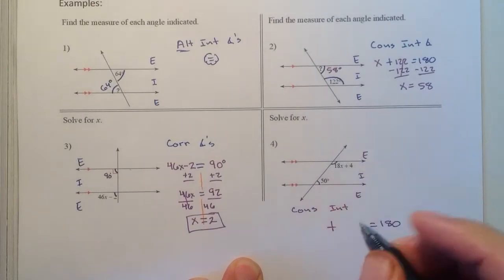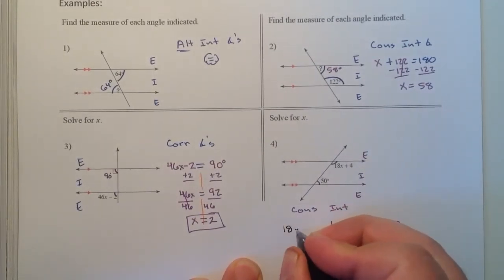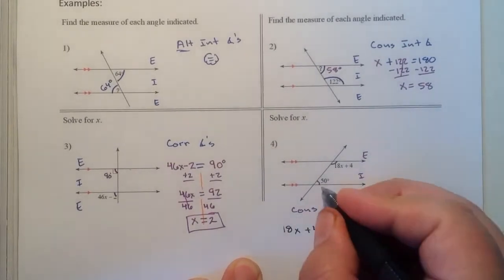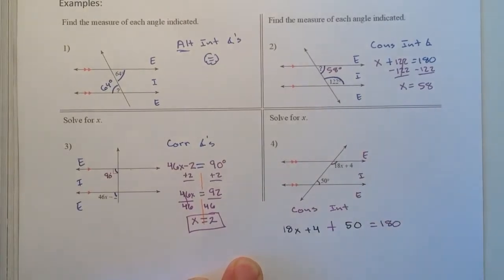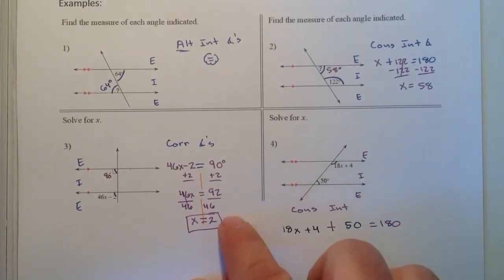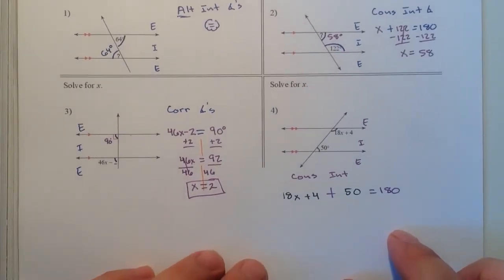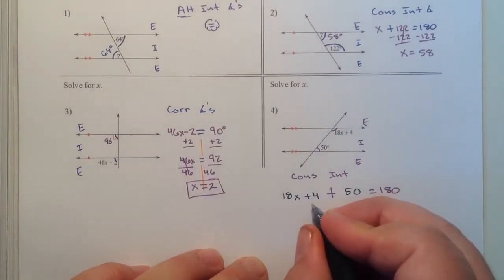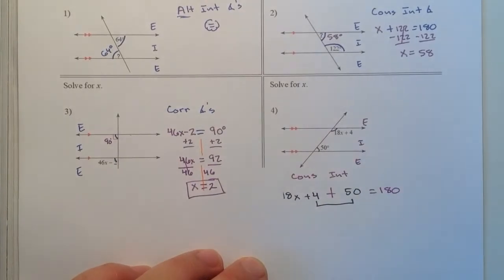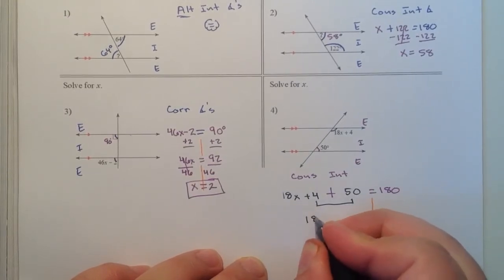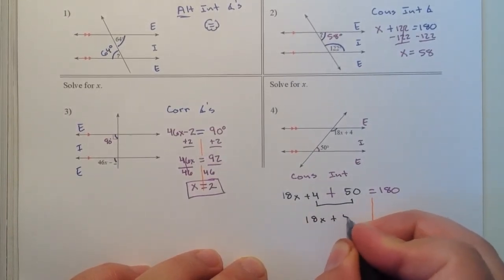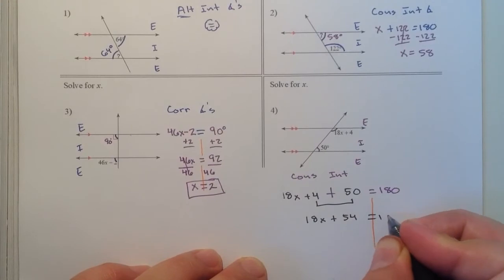So the first angle is 18x plus 4. My second angle is 50. You don't have as many of these problems on your assignment for today, but you do have some. So make sure you're writing things down. So here we go. I'm going to combine these two first because notice here's my equal sign. I don't need to go over there yet, so just straight combination. So 18x plus 54 is equal to 180.